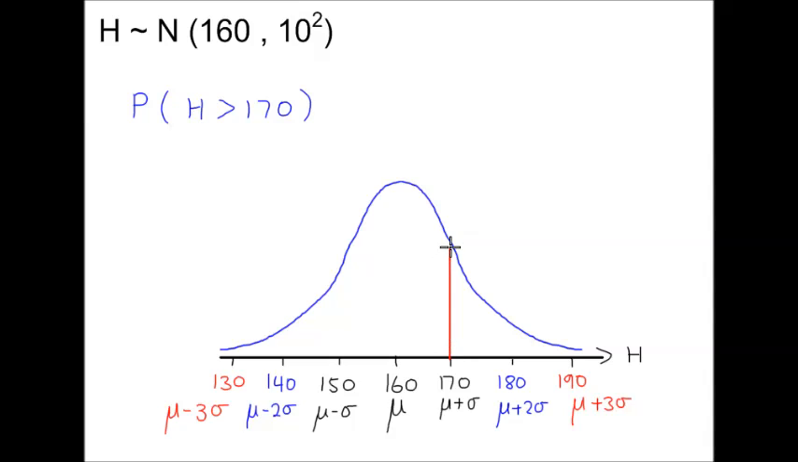So there's 170 centimeters. It says more than, so I'm going to shade to the right here. So now I need to work out the area here. Okay, because this is just a probability density function. And you might be thinking at this point, we can use integration to work out the area.